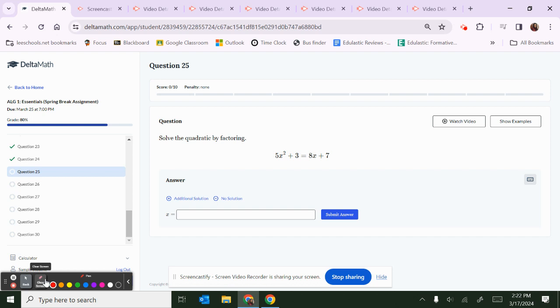All right, question number 25. So question number 25 says you need to solve the quadratic by factoring, all right? So for this one, guys, we need to first make sure everything is on the same side, all right?